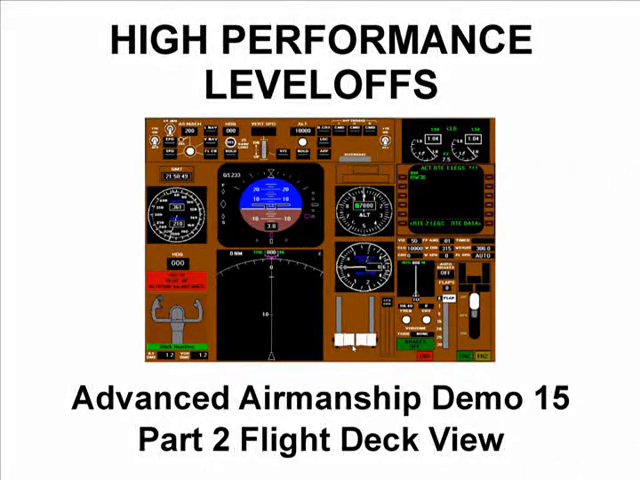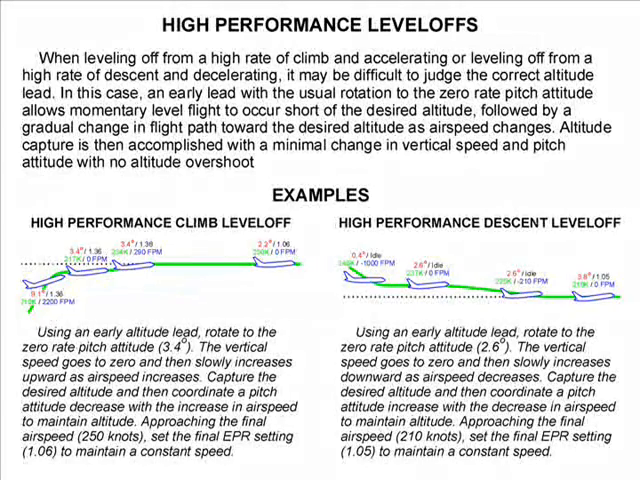This is demonstration number 15, part 2. Using the flight deck view, it examines an alternate technique for high-performance level-offs. Although similar to the previous precision level-off, this alternate method uses an earlier altitude lead followed by altitude capture at a reduced vertical speed. It lessens the danger of altitude overshoot when leveling off from steep climb and descent angles.